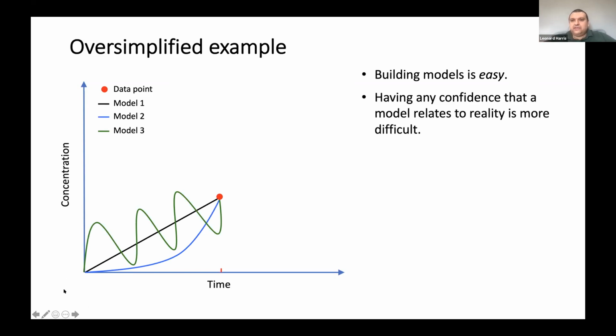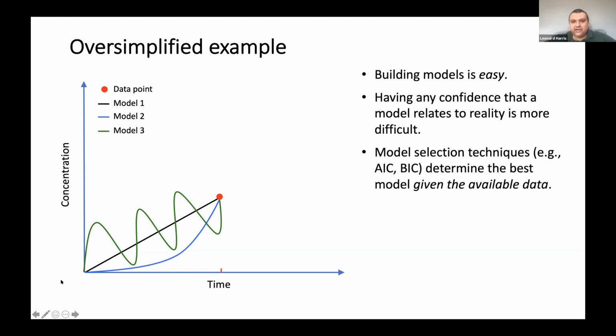The problem is having any confidence that the model that you've built relates in any way to reality, right? Because I can have all sorts of different possible explanations for this one data point that you've provided, or this set of sparse data, say, that has been provided.